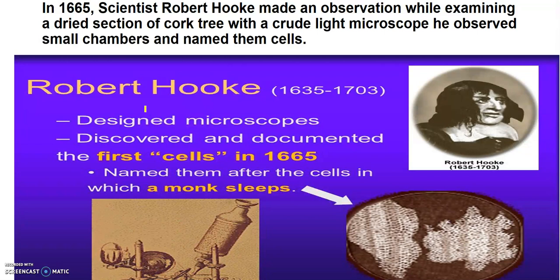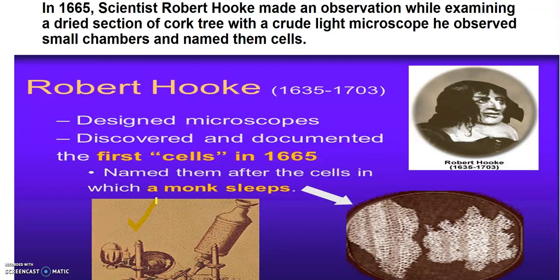Discovery and history of cell. An English scientist, Robert Hooke, discovered the cell in 1665. He observed the slice of cork under his self-designed microscope. Cork is a part of bark of a tree.